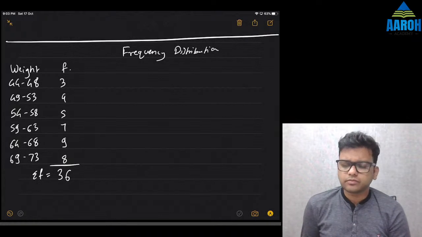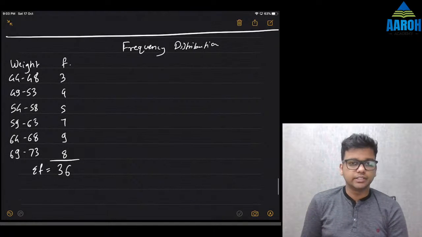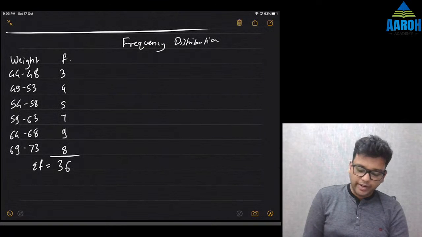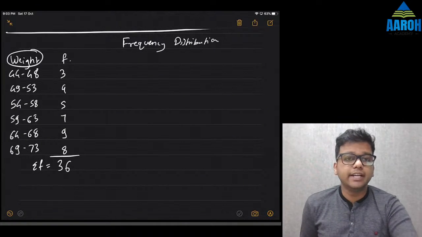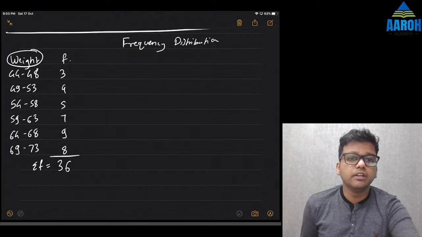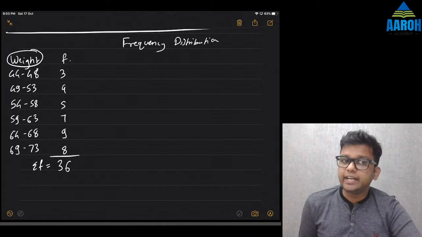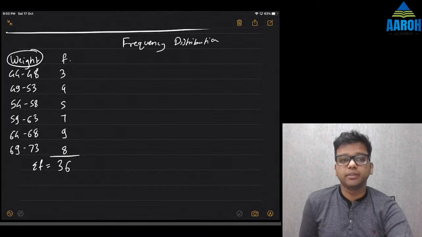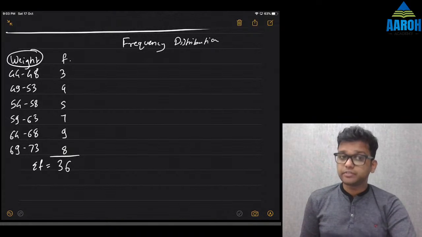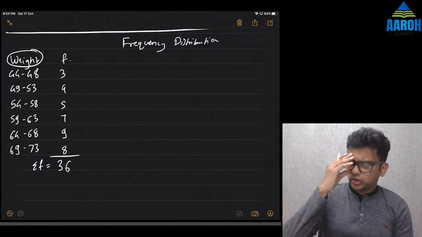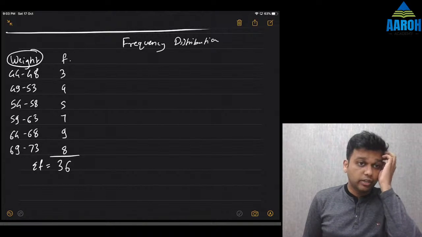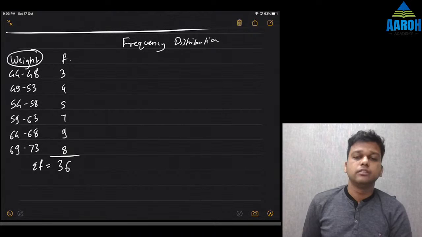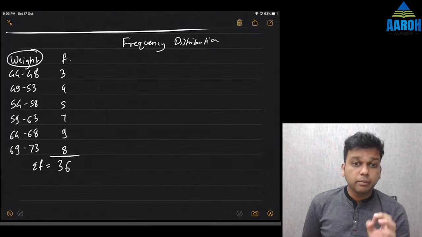Fine. Now understand what is an issue with this. This is data about weights. Can anyone tell me, is weight a discrete variable or a continuous variable? It is a continuous variable. Why continuous? Because weight can be in decimal points also. Weight can be 48.6, 48.9 also, right? So what will be a problem here?